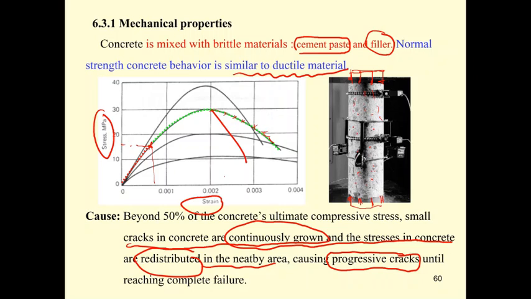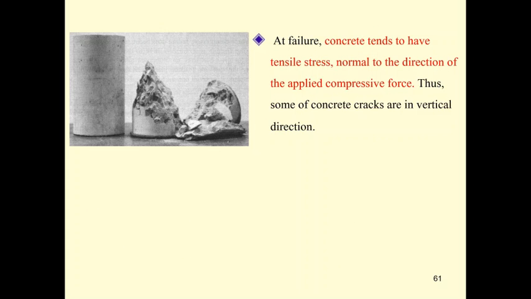That means the failure of the concrete looks more like a ductile material than a brittle material, such as the one that we test for cast iron, especially in tension. That's brittle failure. Or also the timber: if you apply compression in the direction parallel to the grain of the wood, it also fails in a brittle way.